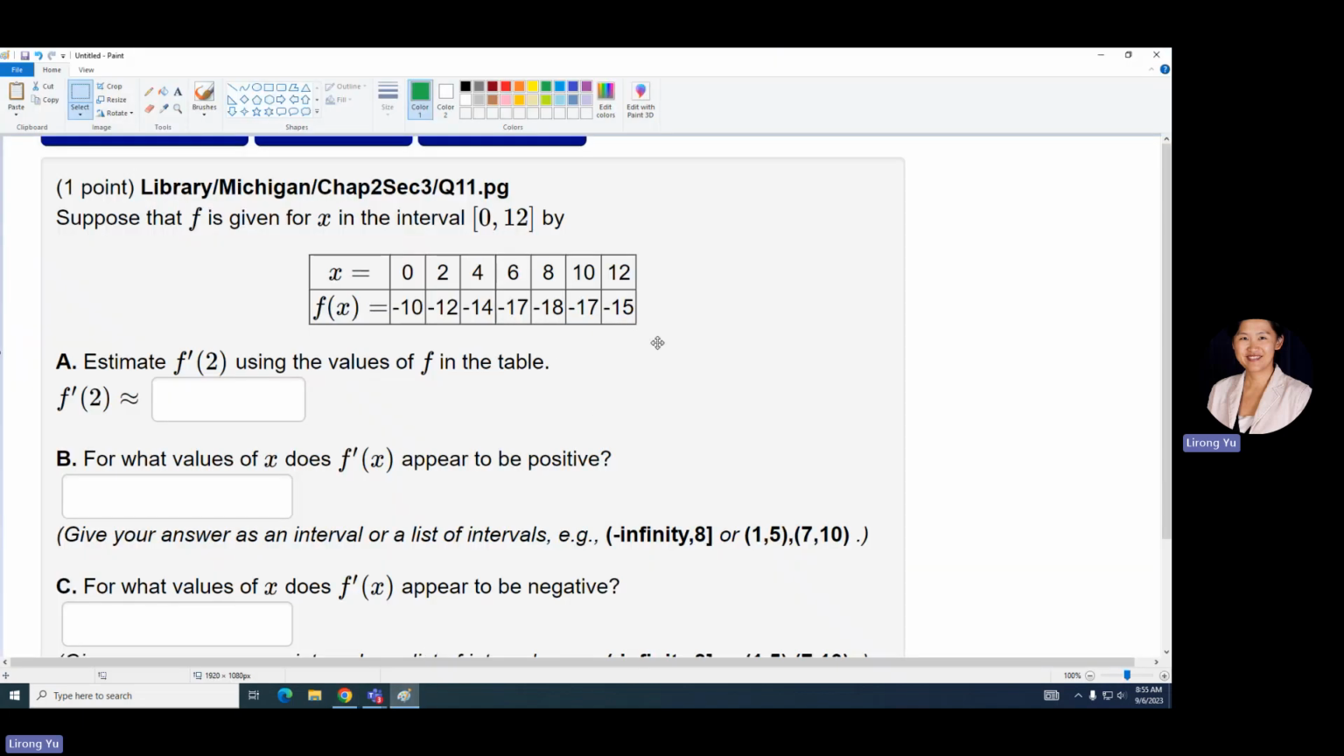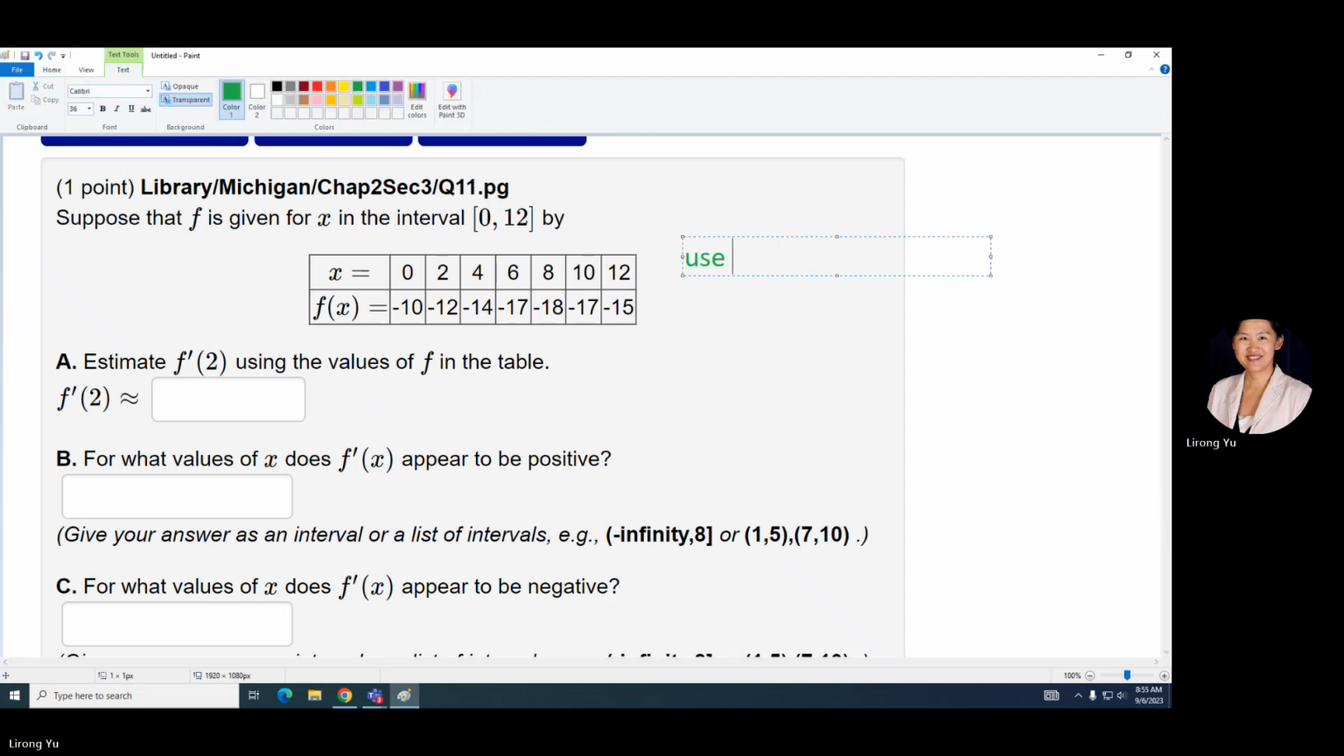But now we can use these 2 points. The point 0, -10 is the point before 2, and the point 4, -14 is the point after the 2. We try to estimate approximately, because the derivative is the slope of the tangent line, and we don't know the slope of the tangent line at that point.